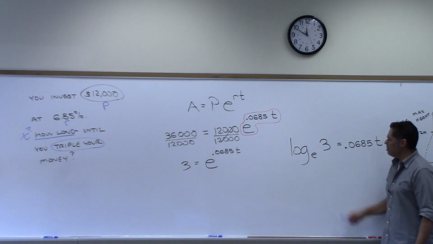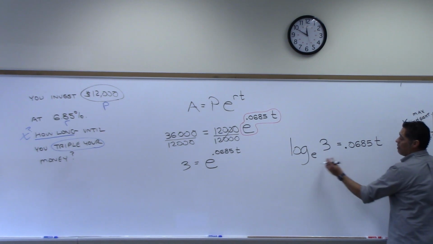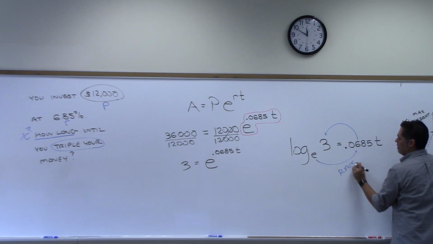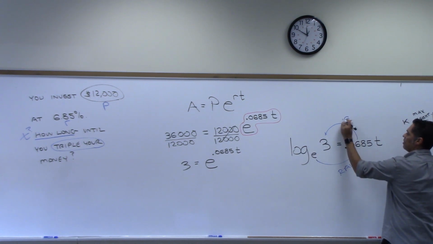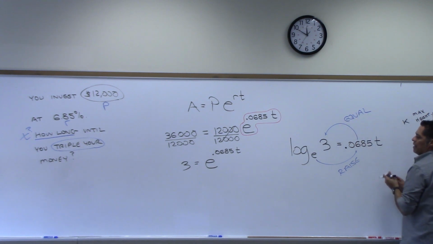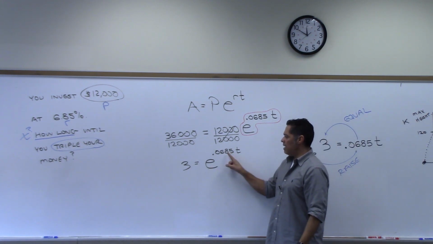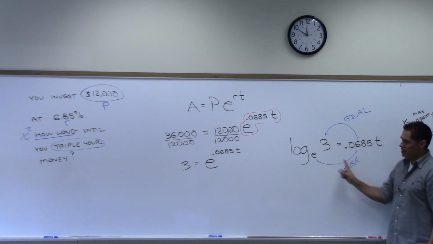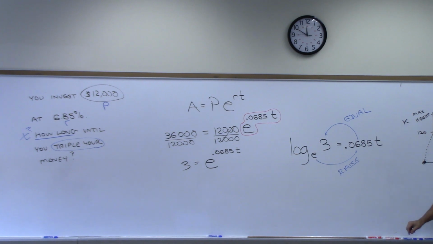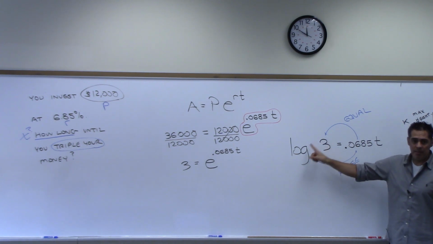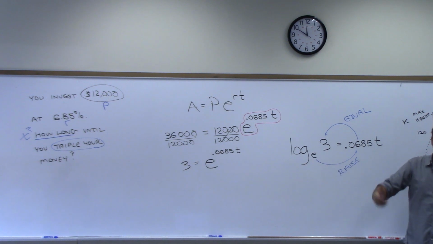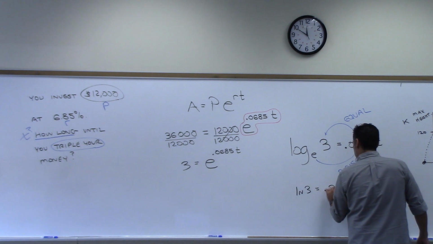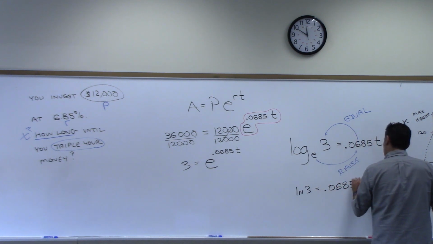Now, the reason you know it's this is you can check to make sure you wrote it right by doing that loop, right? If you take the e and you raise it to this, does that equal 3? Is that what you have written here? e raised to that equals 3? Okay, so we've written this correctly. But what does log base e of 3 really mean to us for our calculators? Natural log, ln 3. So ln of 3 equals 0.0685t.